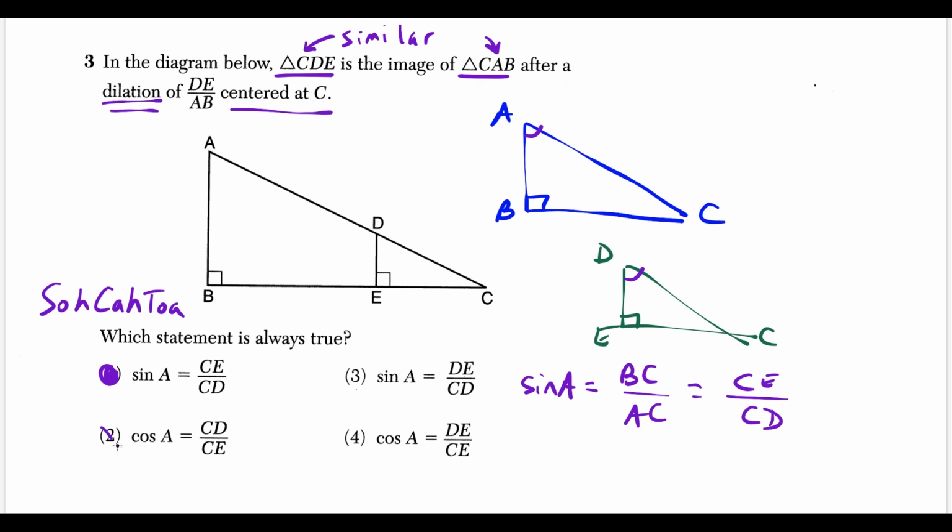Now we could check the other answer choices here, but what's going to happen is we're not going to wind up with this ratio CD over CE if we were to take the cosine of angle A in this triangle, or if we were going to take the cosine of angle D in the green triangle.